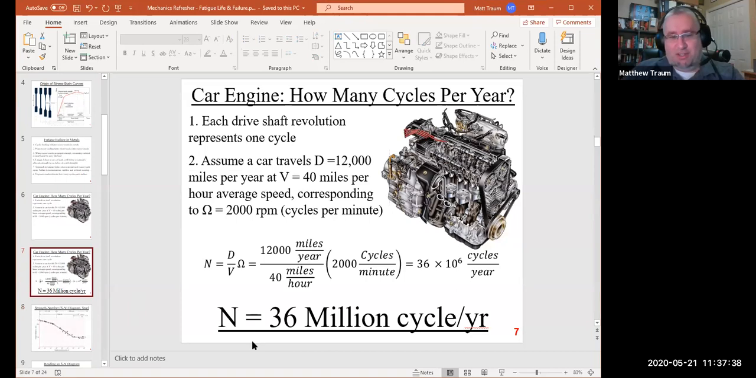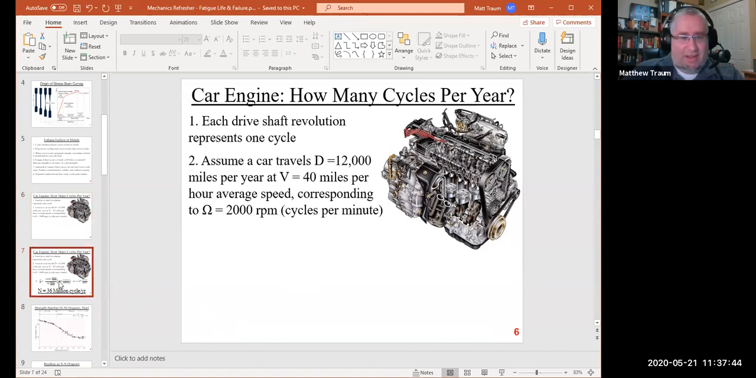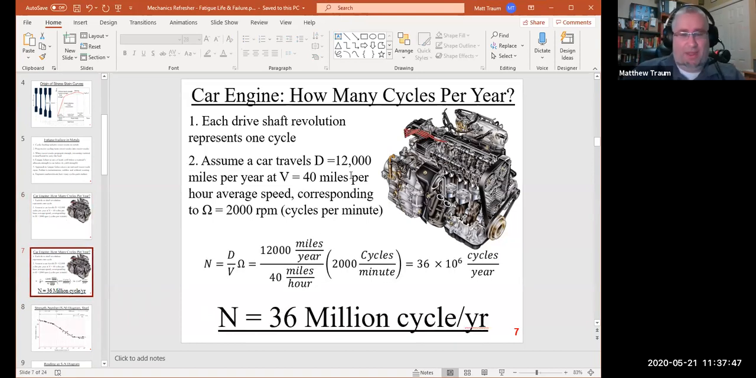This is the slide with the answer, by the way. It's 36 million cycles per year. But here's how I set it up. 12,000 miles per year is what the typical American car drives, from insurance companies. So that's what they say it is. And they're in the business of knowing, right? So it's probably a pretty accurate number.